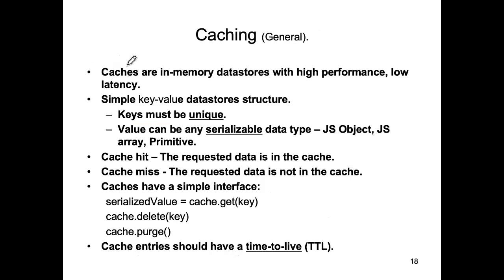So what is a cache? A cache is an in-memory data store. It is a very simple database. And if it is in memory, then consequently it's high performance and low latency. The structure of a cache is simply a set of key value pairs. Keys obviously have to be unique. The values can be anything. They could be a primitive, an array, or an object. Essentially, the value can be anything that's serializable. So in the case of our demo app, the values would be either an array of 20 movies or the details about a particular movie.